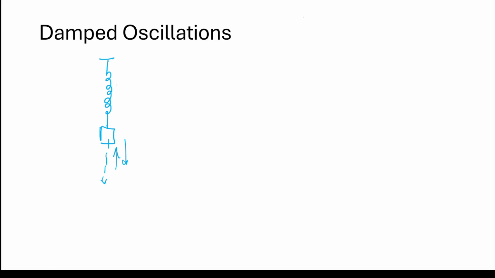Now, who produces this damping? Whenever there is some kind of friction force, a resistive force acting on the system, then the oscillations are said to be damped oscillations. So what is the cause? The cause is resistive forces, the ones that are trying to stop the oscillations.